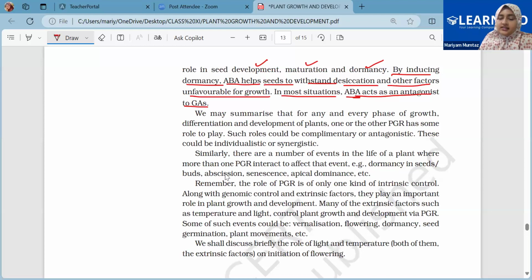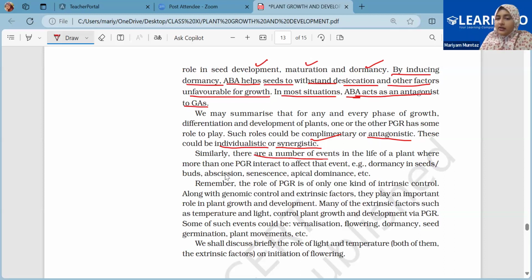So we may summarize that for any and every phase of growth, differentiation and development, one or the other PGR has some role to play. Such role could be complementary or it could be antagonistic. These could be individualistic or synergistic. Individualistic, that one hormone is acting alone. Synergistic is a combined effect of more than one hormone.